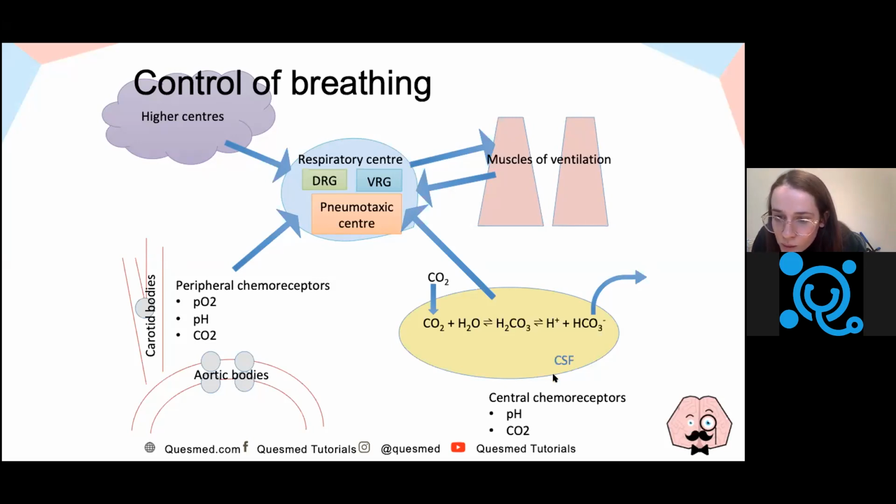Why does the aortic body only respond to oxygen saturation? So the aortic body can respond to oxygen saturations and partial pressure of oxygen. The carotid bodies don't, because of the blood flow to the carotid bodies. We have so much blood flow to the carotid bodies that they don't need the oxygen which is bound to hemoglobin, whereas the aortic bodies get much less blood flow.